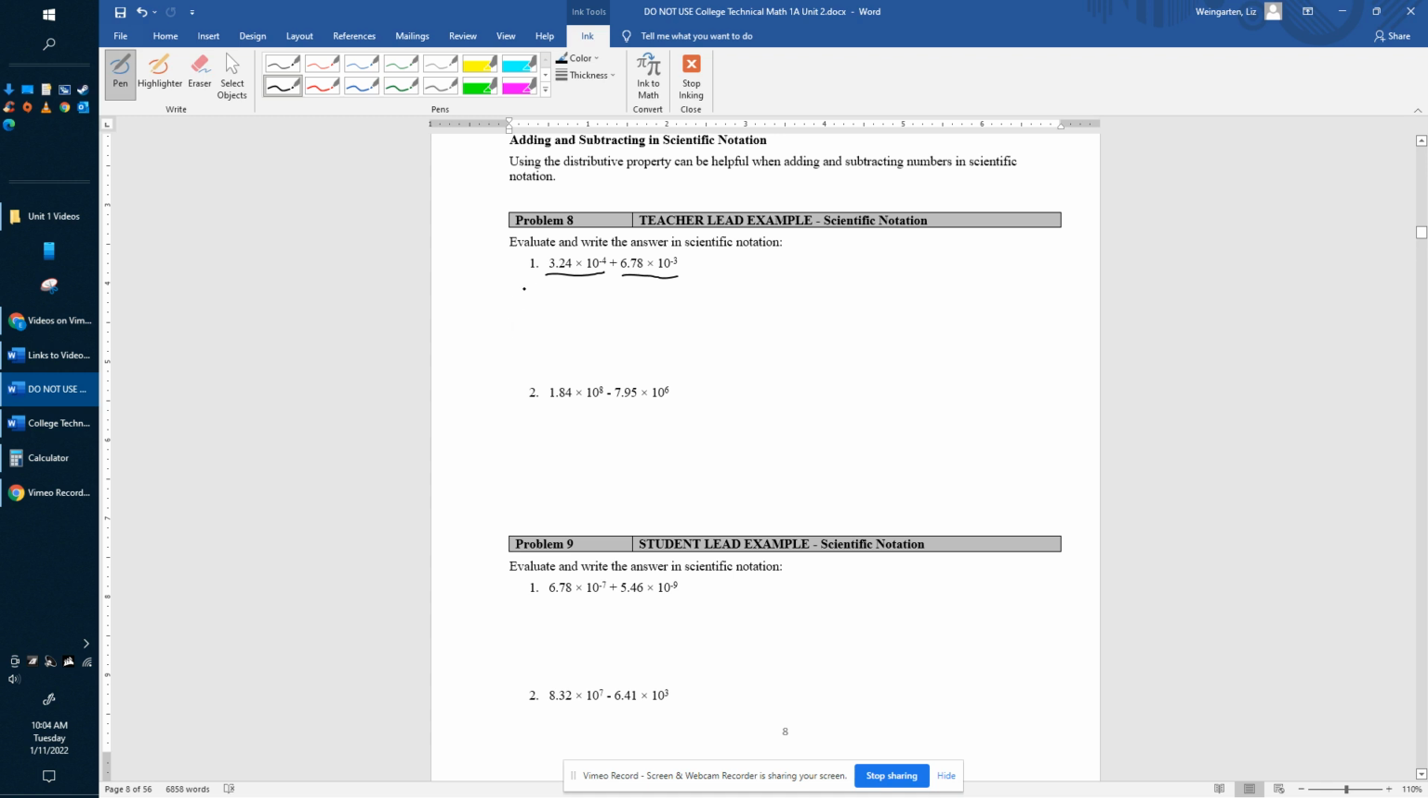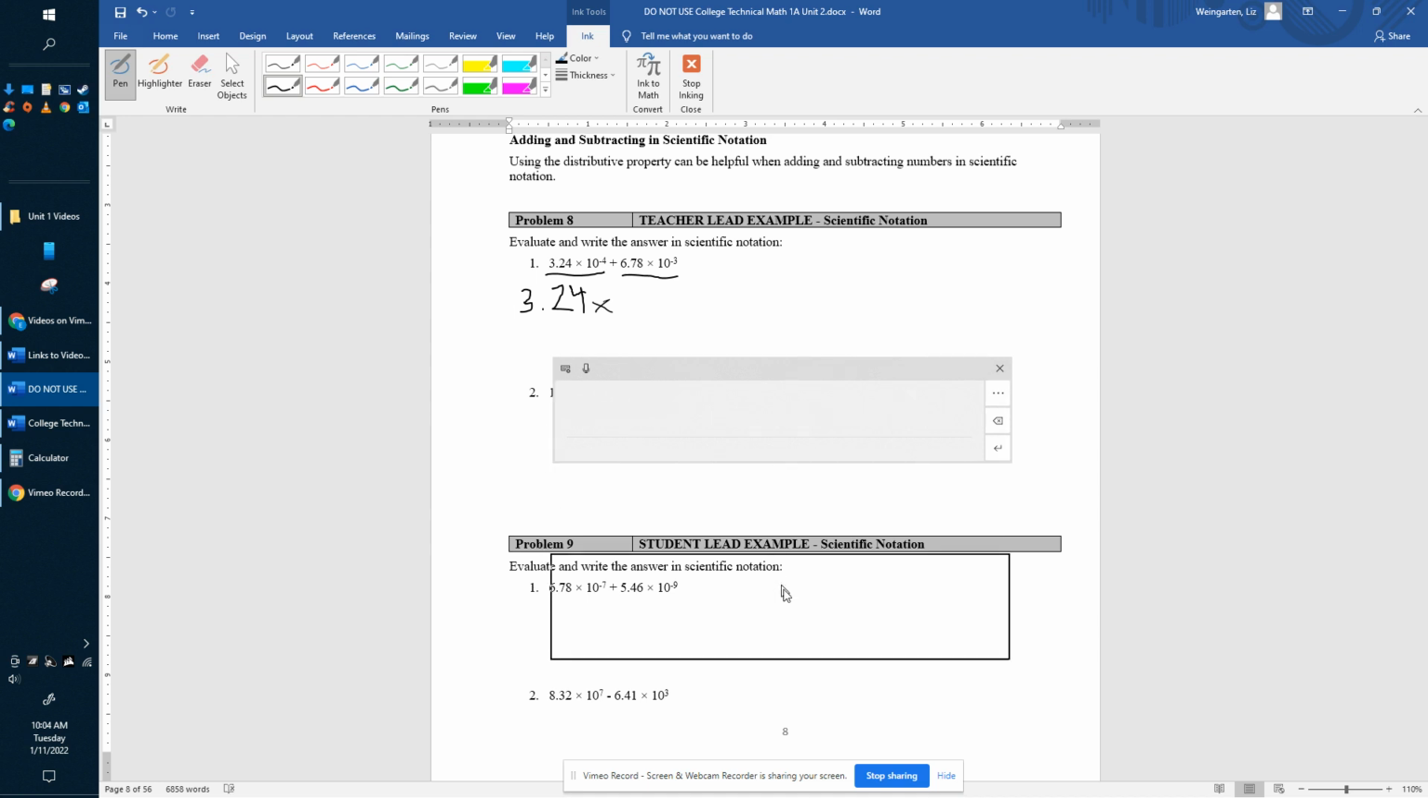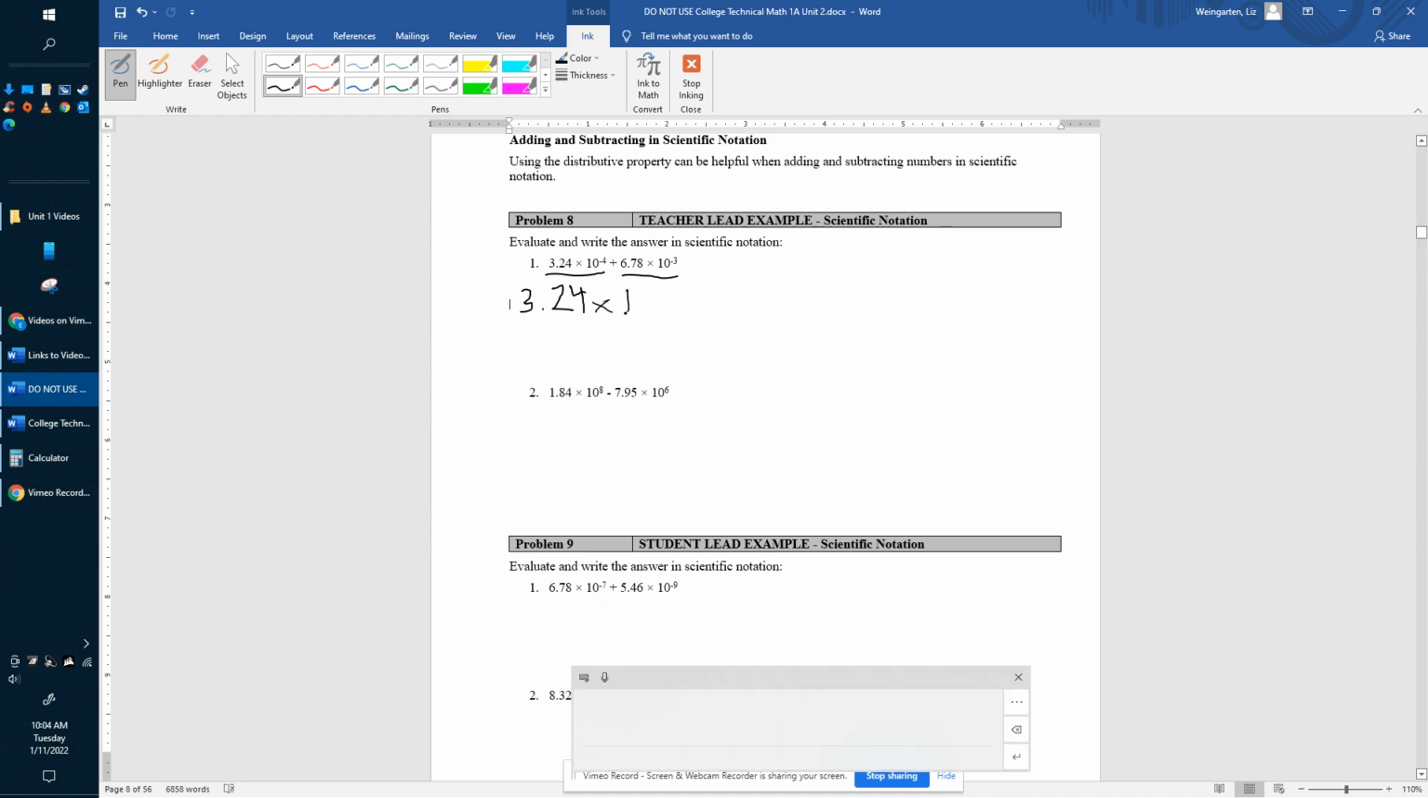At this point, we are going to say 3.24 times 10 to the negative 1, because we took 10 to the negative 3 out of there, plus 6.78, and we're multiplying all of this by 10 to the negative 3.